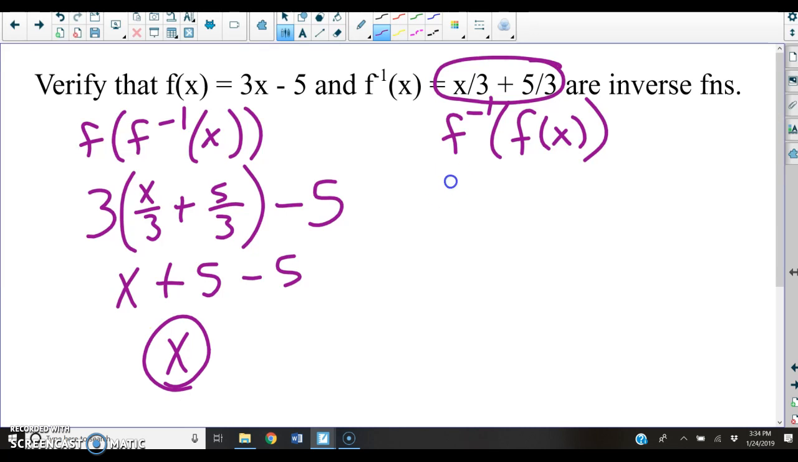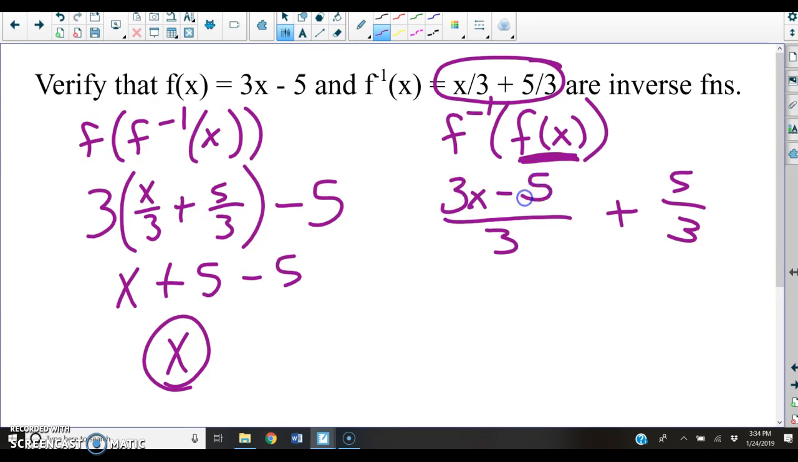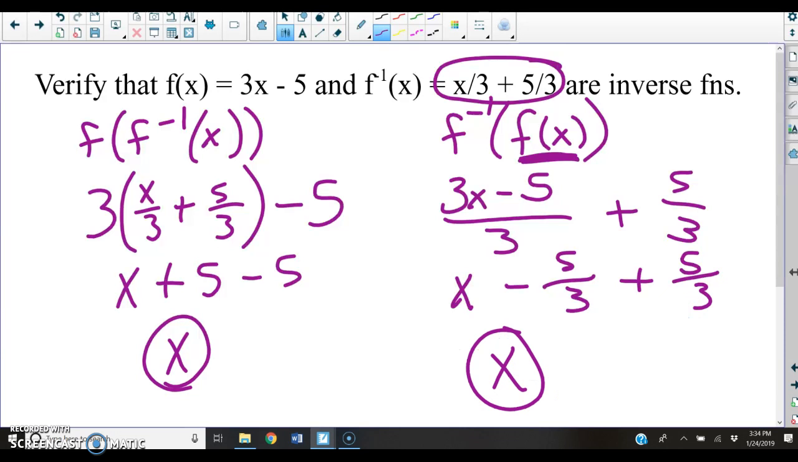On this one, when we do the f inverse, I'm going to have whatever over 3 plus 5 over 3. And my f of x is the 3x minus 5. So I'm going to end up with x minus 5 over 3 plus 5 over 3. And that again simplifies to x. That's verifying. Okay, so one is going to undo the other. You want to show that.